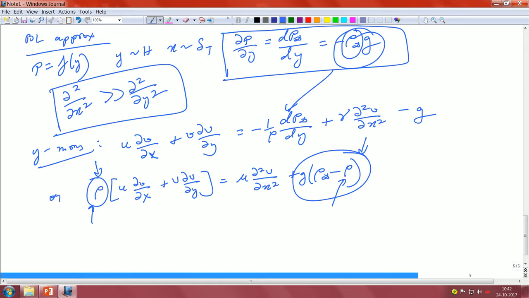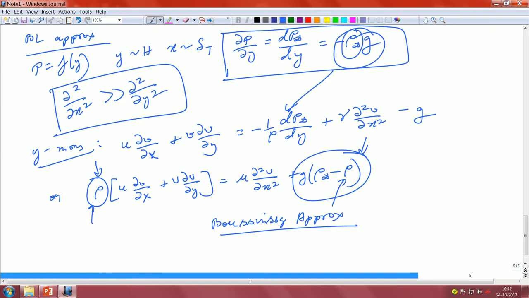So, we make here an assumption, which is going to be valid for small temperature differences only, and that approximation is called the Boussinesq's approximation. So, what does Boussinesq's approximation entail? We will come to that in a little bit.